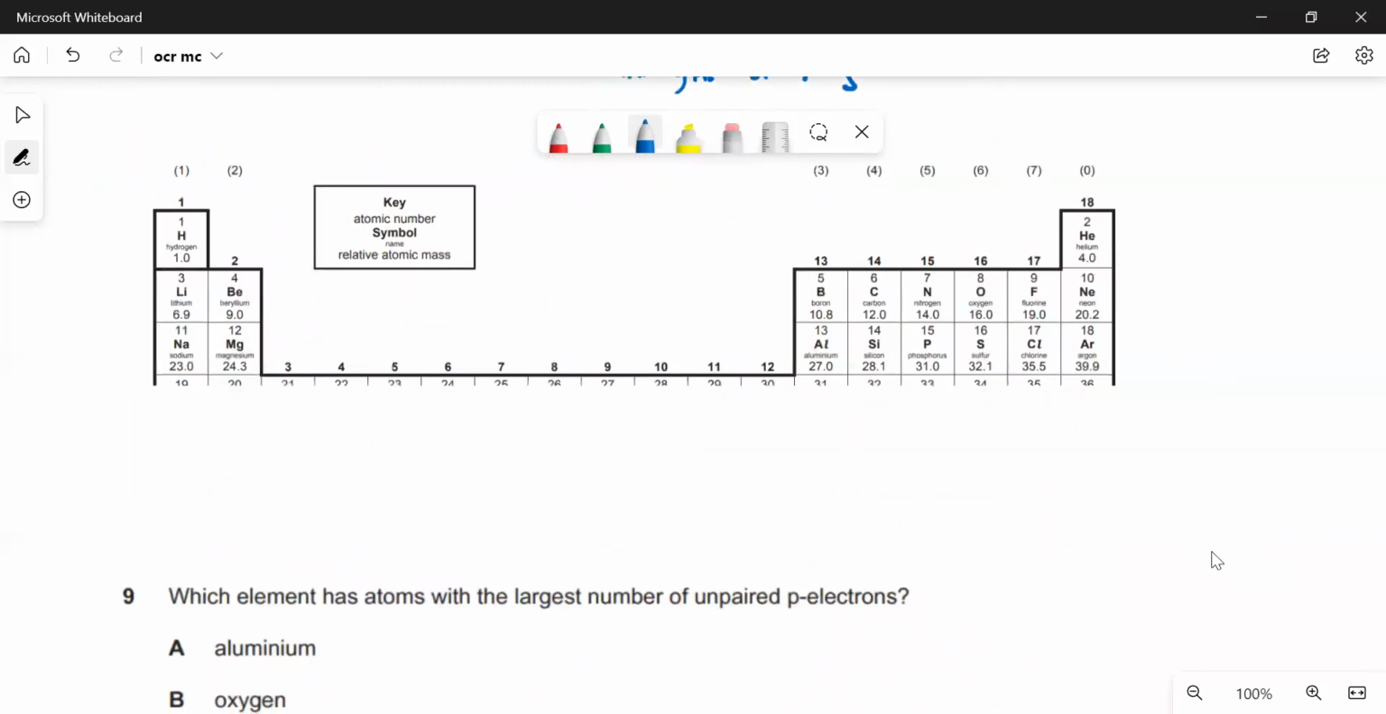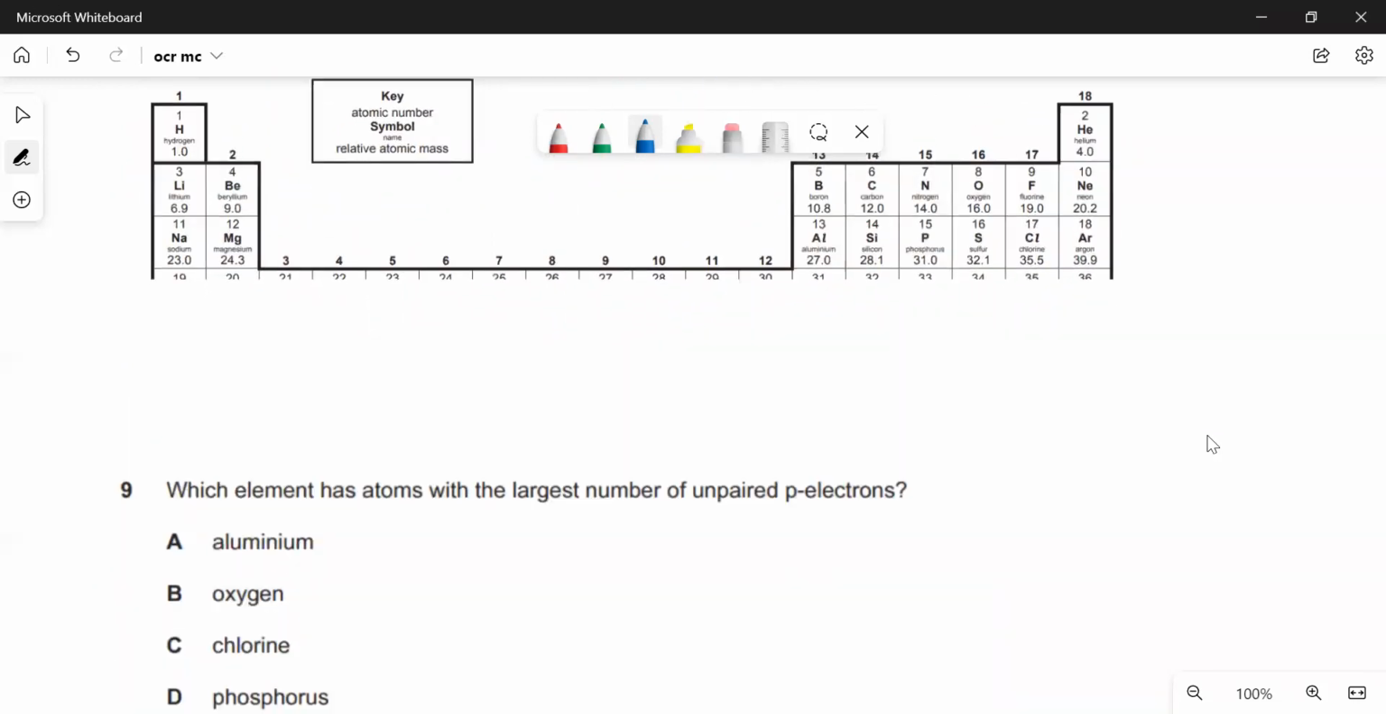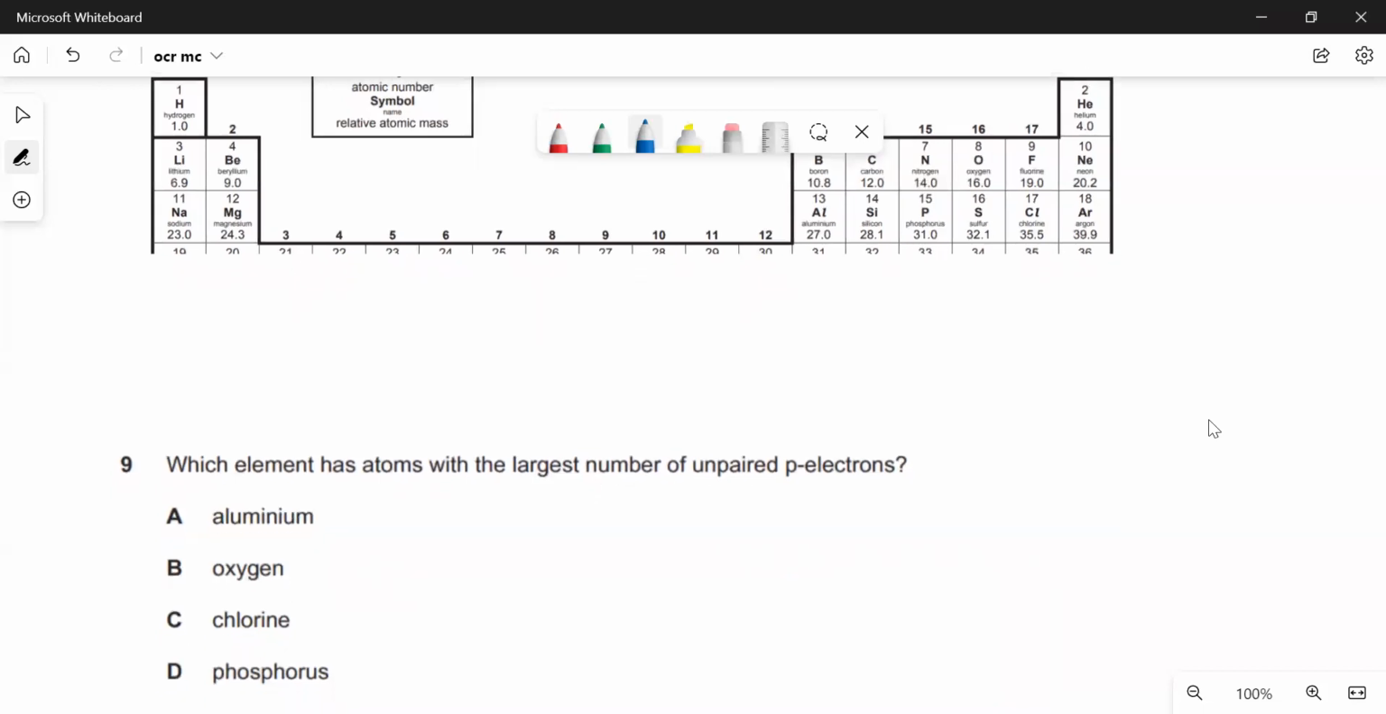Okay, which element has atoms with the largest number of unpaired electrons? Okay, unpaired p electrons, sorry. So aluminium, if you look where aluminium is, it's here. So we can see aluminium is 3s2 3p1, so that's got 1 unpaired p electron.